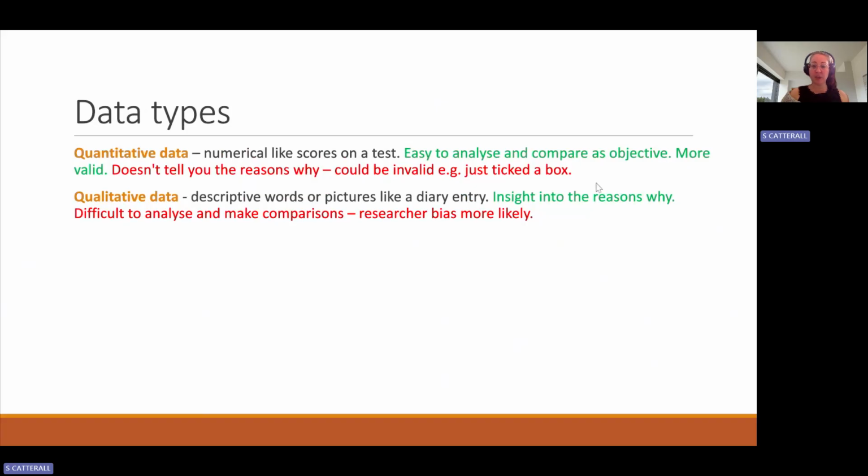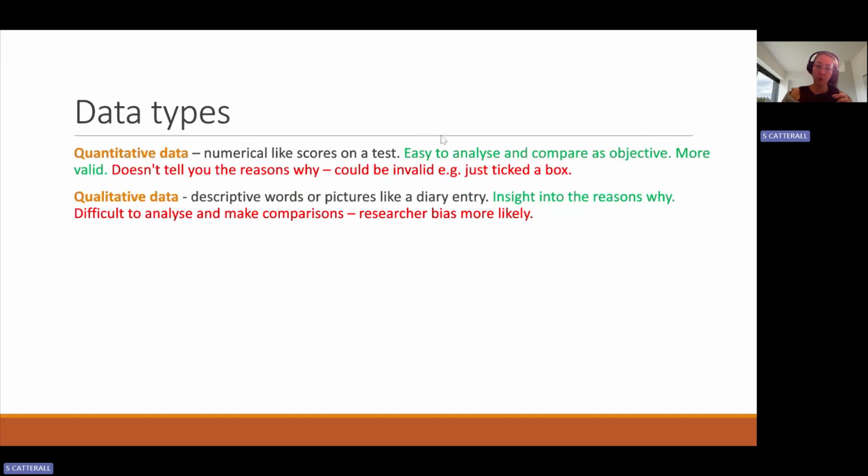And then the positive of these, very easy to analyse quantitative data because it's objective. A lot of people miss this word off. Objective means it's no interpretation, it is what it is. So it's easy to make those comparisons. We've not got researcher bias interpreting it. Whereas on qualitative data, because it's subjective, so you interpret it with your own thoughts and feelings, difficult to analyse, difficult to make comparisons, researcher bias way more likely.